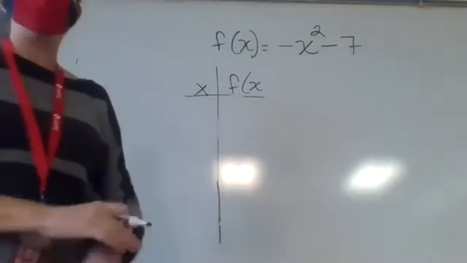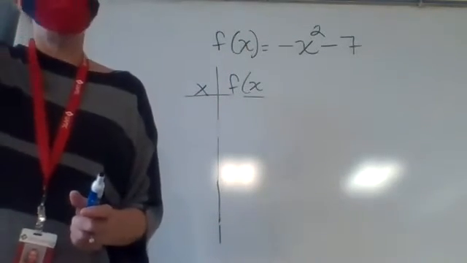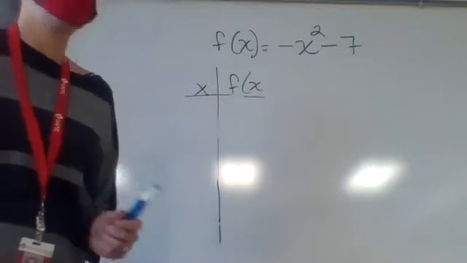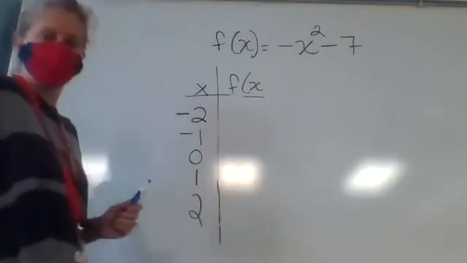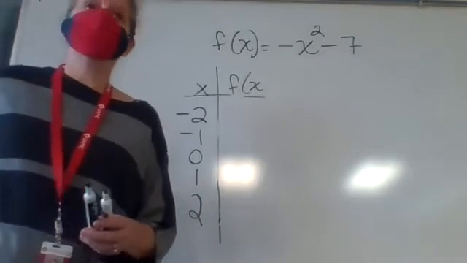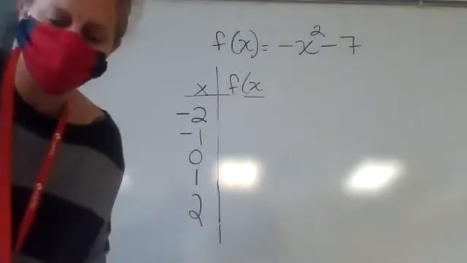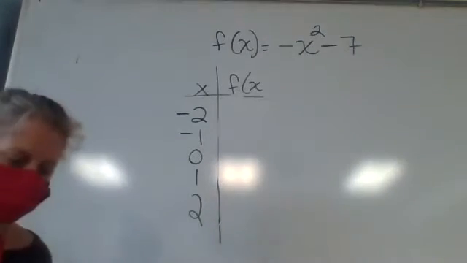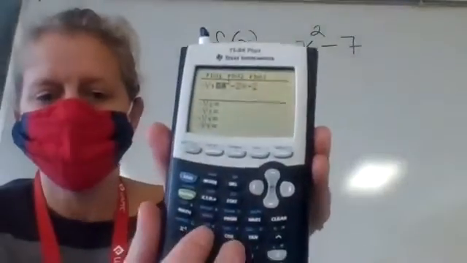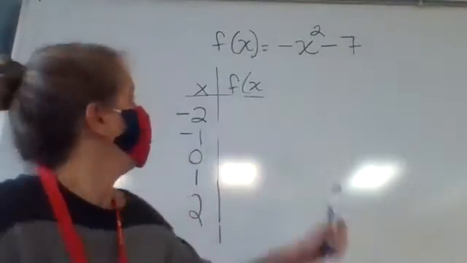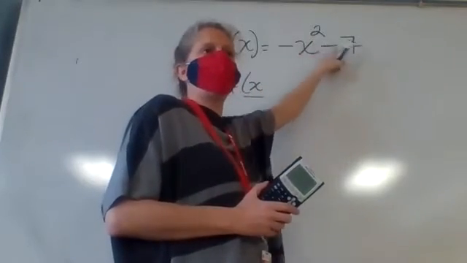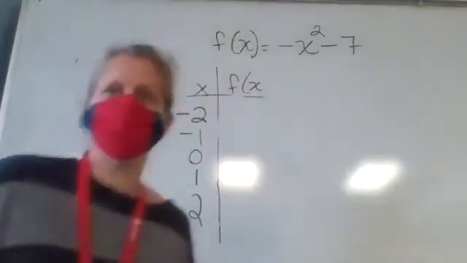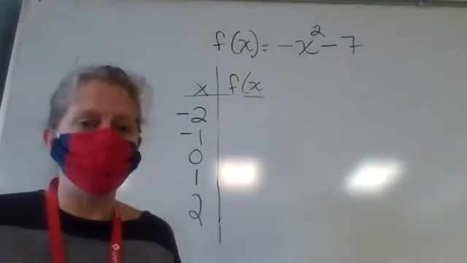Okay, so again, I'm filling out my chart. Is it the same numbers? Negative 2, negative 1, 0, 1, 2? Yes, negative 2, negative 1, 0, 1, 2. Now, once again, I don't want to mess with plugging all this in, so I'm going to go to my y equals and clear it out. Now, be careful when you're typing this one in. This is a negative x squared minus 7. The negative button and the minus button are two different things, right? The negative button is the button below the 3. So that's what I'm going to hit for the negative in the front.